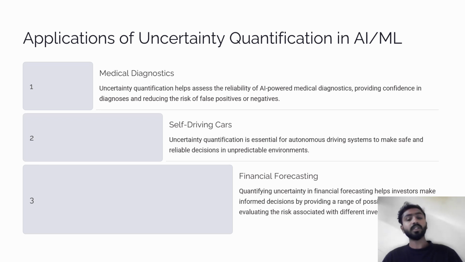Self-driving cars. Uncertainty quantification is essential for autonomous driving systems to make safe and reliable decisions in unpredictable environments. Financial forecasting. Quantifying uncertainty in financial forecasting helps investors make informed decisions by providing a range of possible outcomes and evaluating the risk associated with different investments.